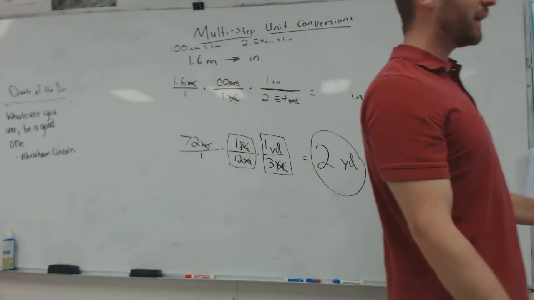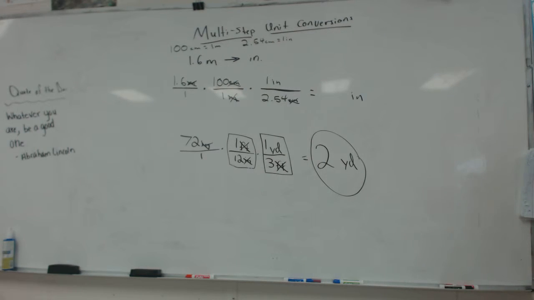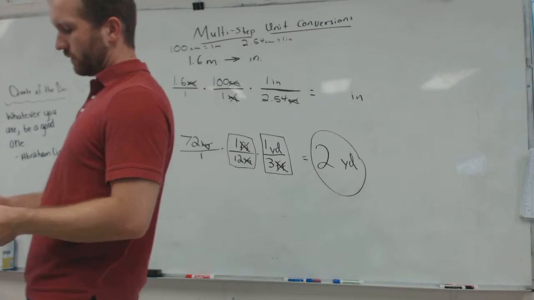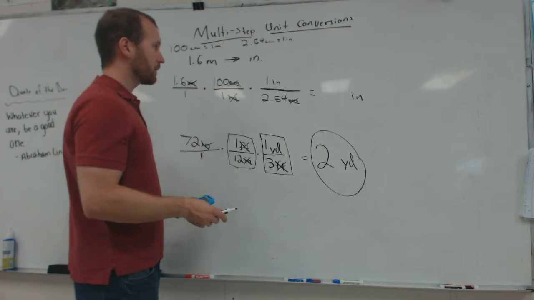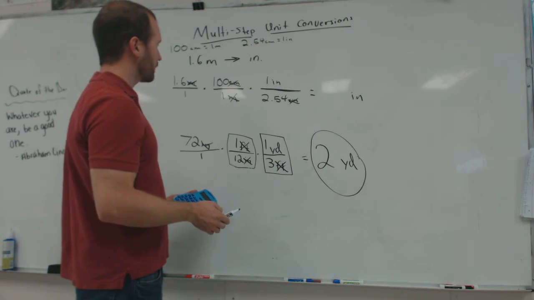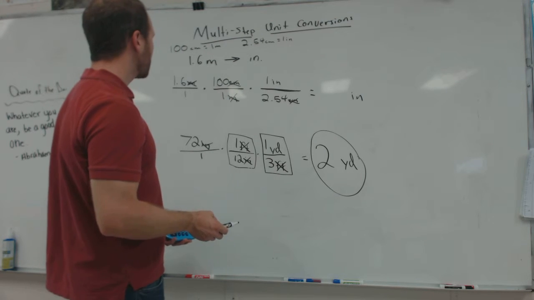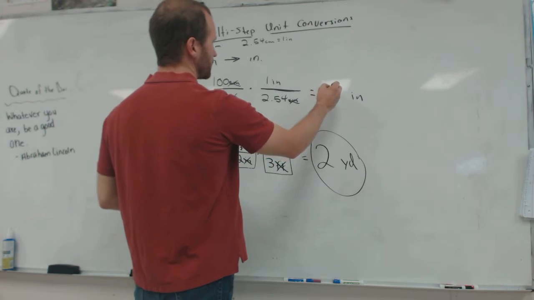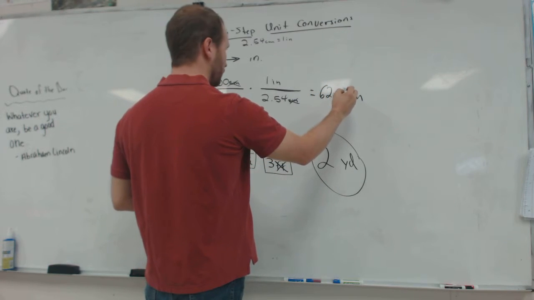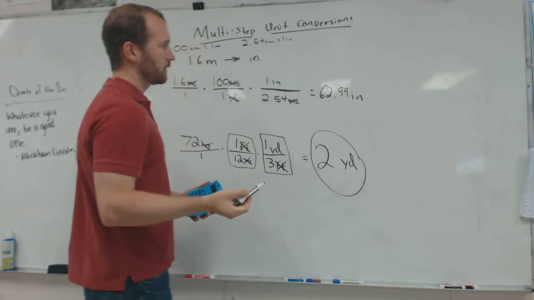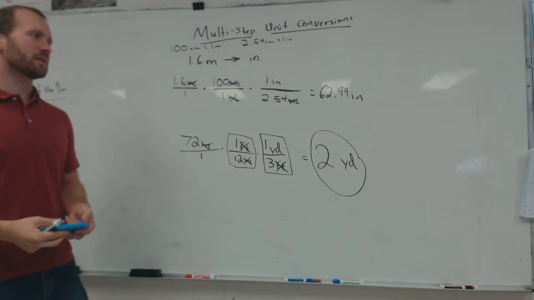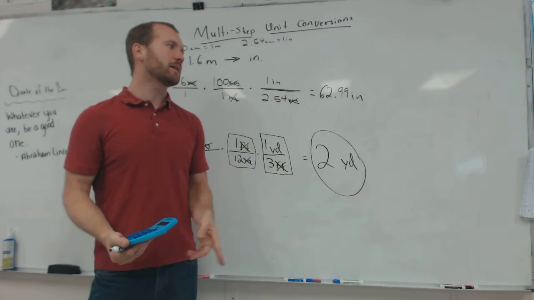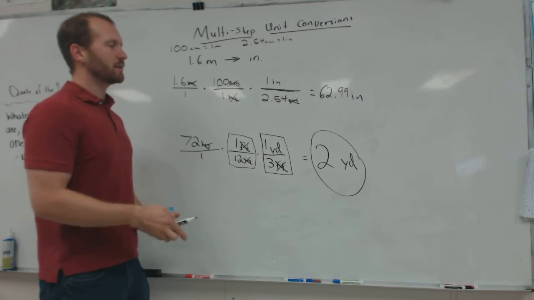Does anyone have a calculator handy? What'd you get? I'll try it too. 62.992125. So that would be 62.99, I think. I'm just rounding to something that's kind of easy to round to. So 62.99 inches. That's the answer to that one.